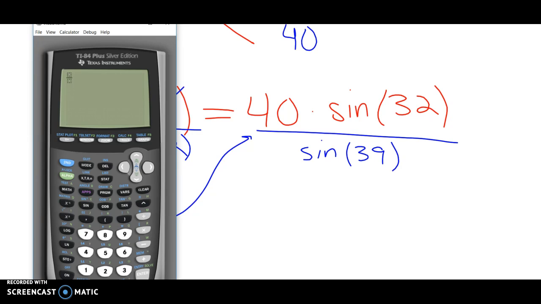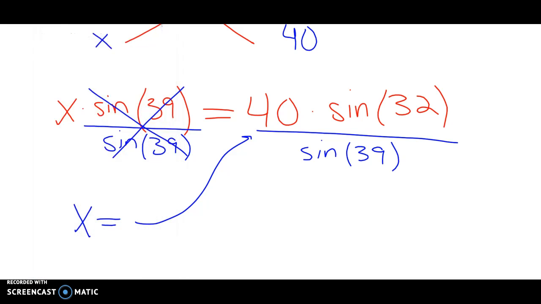So we're just going to type in literally what we see. So 40 times, and you don't even have to put the times sign. The calculator assumes that it's multiplying if you don't put any space in between. So over, you have to arrow down to the bottom, and then type in sine of 39, close your parentheses, and hit enter. So it's about 33.68, that's fine.